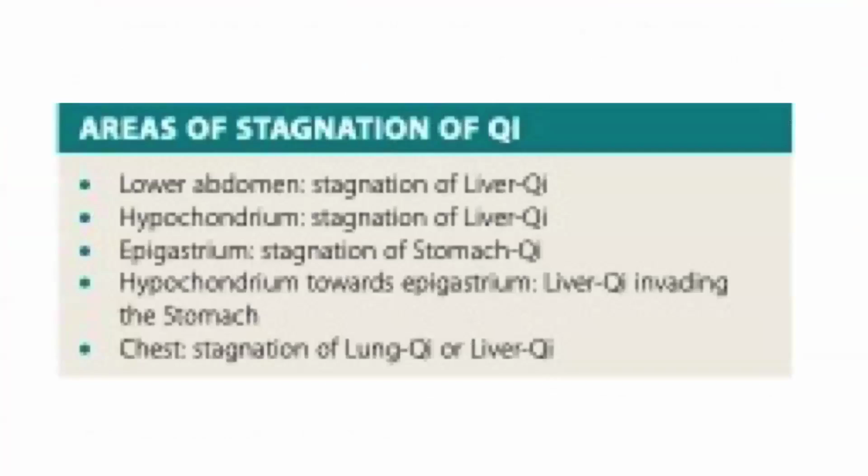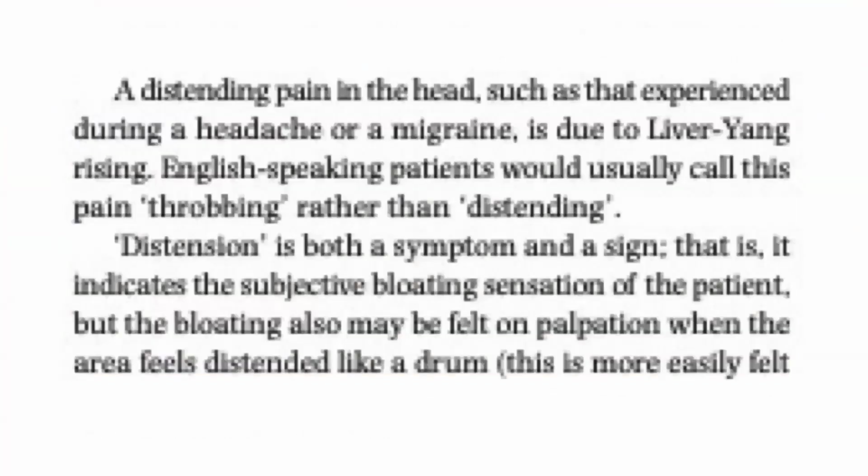So to summarize the areas of stagnation of chi, if it's in the lower abdomen, it's stagnation of liver chi. If it's in the hypochondrium, it's stagnation of liver chi also. If it's in the epigastrium, it's stagnation of stomach chi. If it's in the hypochondrium towards the epigastrium, it's liver chi invading the stomach. If it's in the chest, it's stagnation of the lung chi or liver chi.